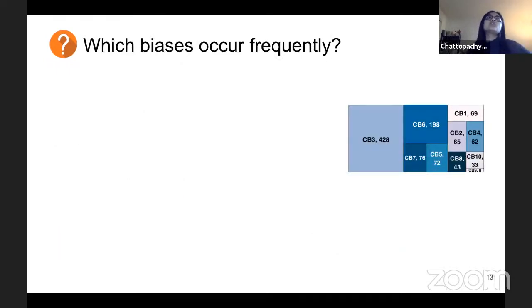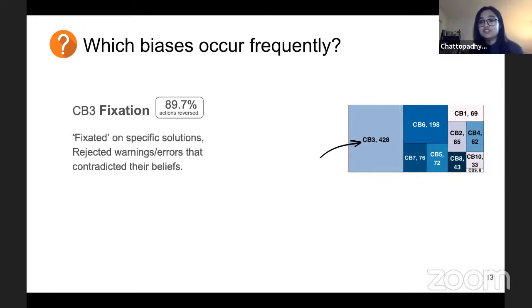So then we asked, which of these biases occur frequently? Here you see a map of the bias categories and the number of actions that were reversed that are associated with it. And the one that stands out the most is fixation. Fixation resulted in almost 90% of the actions being reversed. These are cases where developers fixated on specific solutions and hypotheses, and rejected warnings in the environment that contradicted their belief. For example, let's take Paul.